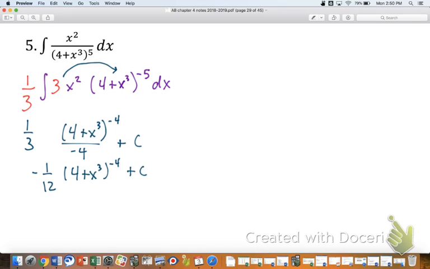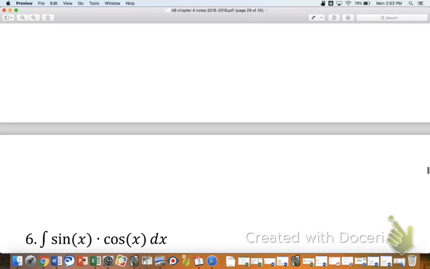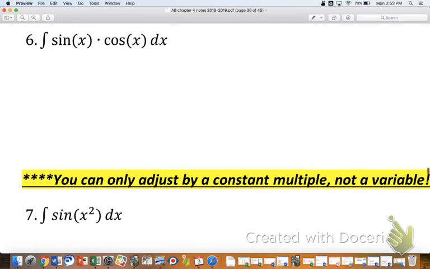Okay, cool. Move on to number 6. I like number 6, I think. I really like number 6. Yellow seems scary.